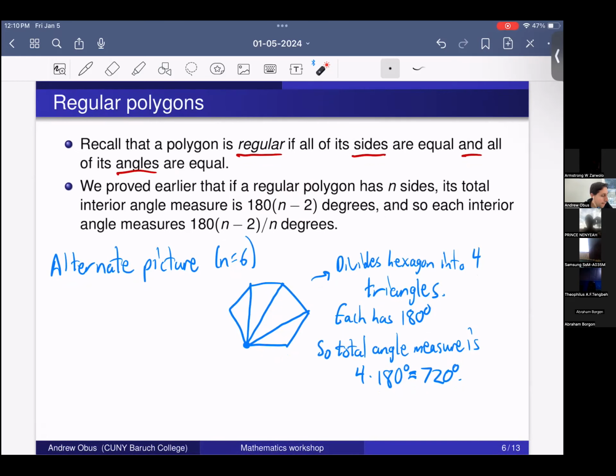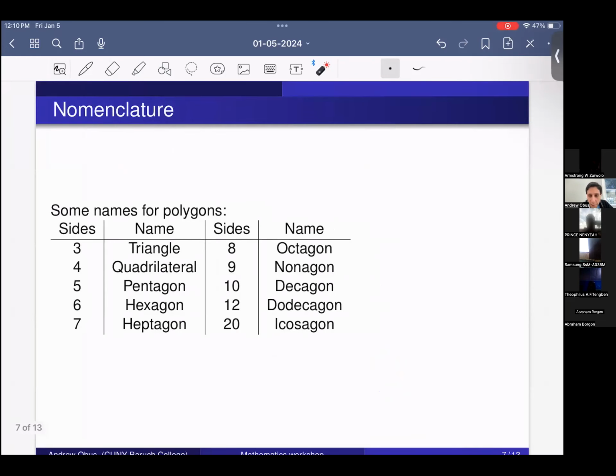Okay. And just a little table, just names of some polygons. We have triangle, quadrilateral, pentagon, hexagon. 7 sides is called a heptagon. 8 sides we know is an octagon. 9 sides is called a nonagon. 10 sides is called a decagon. 12 sides is called a dodecagon. And 20 sides, which is very hard to draw, is called an icosagon.